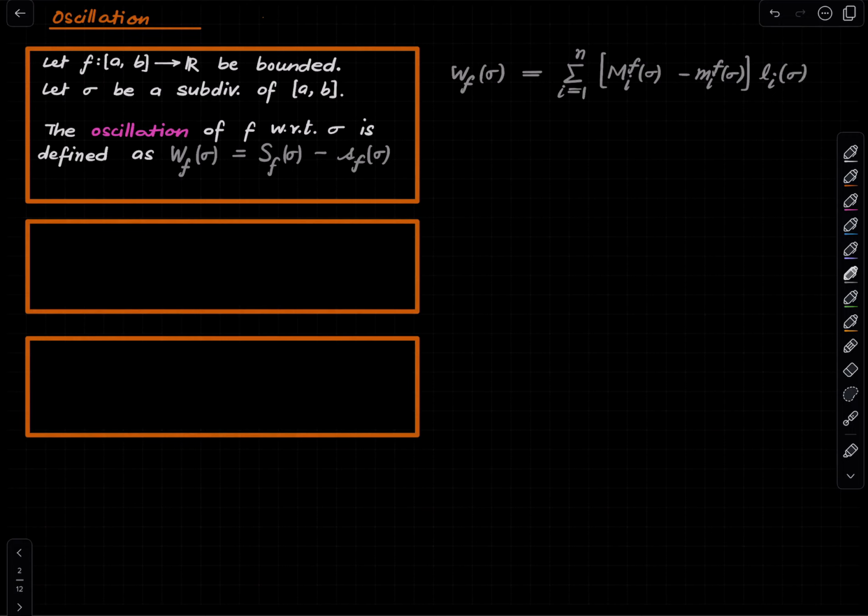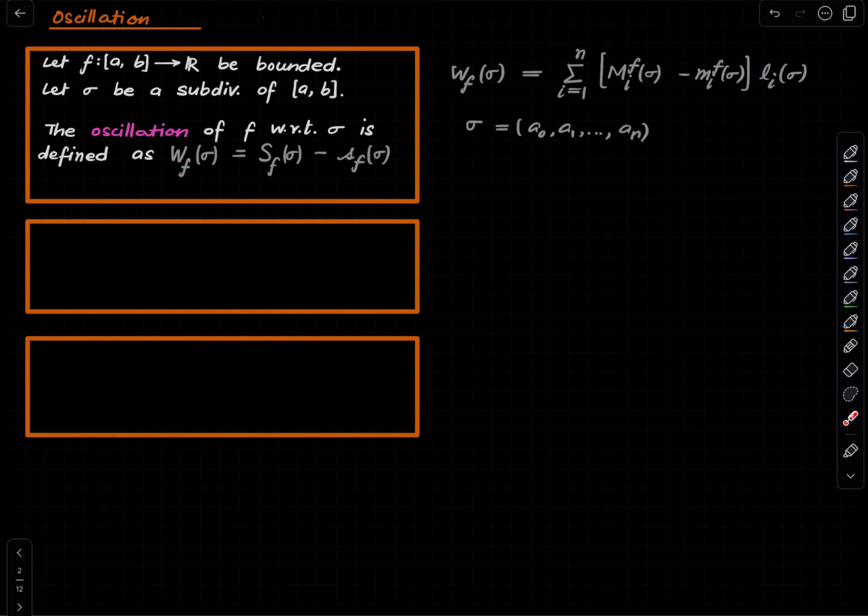where of course sigma is a0, a1 up to an. This is the supremum of f over the ith part. This is the infimum of f over the ith part. This is the length of the ith part. And I've just expanded this definition out.